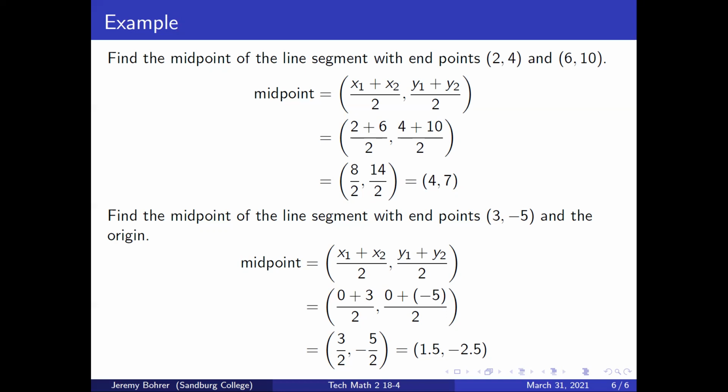Find the midpoint of the line segment with endpoints 3, negative 5, and the origin. The midpoint is equal to x1 plus x2 over 2, y1 plus y2 over 2, which is 0 plus 3 over 2, 0 plus negative 5 over 2, which is 3 halves, negative 5 halves, or 1.5, negative 2.5.